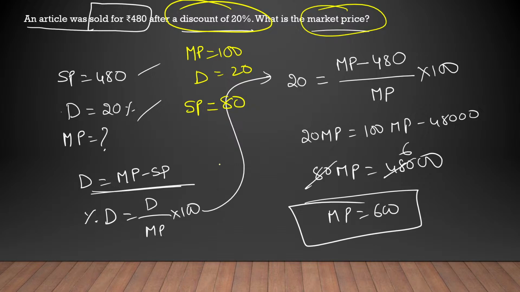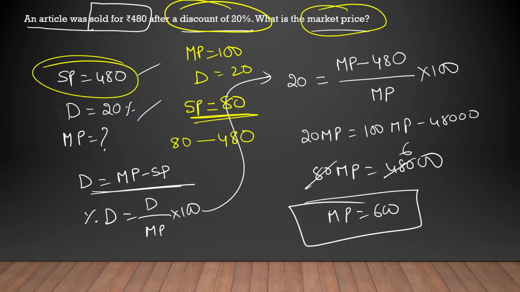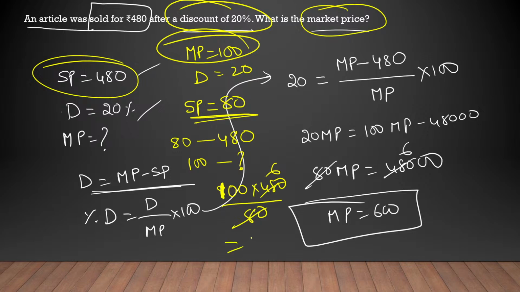Now compare what you know and what you need to find out. Here in my case, I know the selling price, but here I got only 80. So my problem's 80 is equal to the original problem's 480. Now what do I need to find out? Market price, which is 100 in my problem. So my problem's 100 equals how much in the original problem? Just do the cross multiplication, you will get your answer, which is equal to 600.